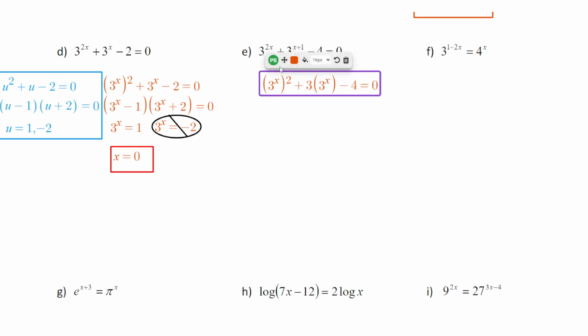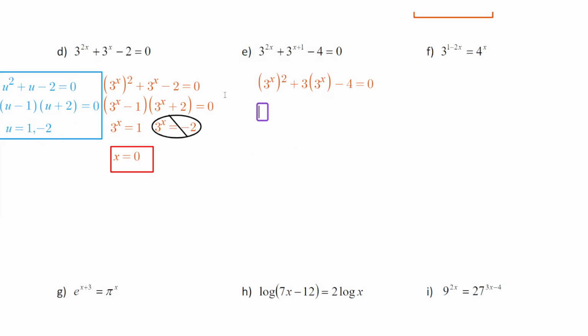I want you to think about this as being like u squared plus 3u minus 4. I'm not going to write it out just because I'm running out of room here, and the concept we went over in part D. But ultimately we're going to factor this as 3 to the x plus 4 times 3 to the x minus 1. If these were u's, it'd be u plus 4 times u minus 1.